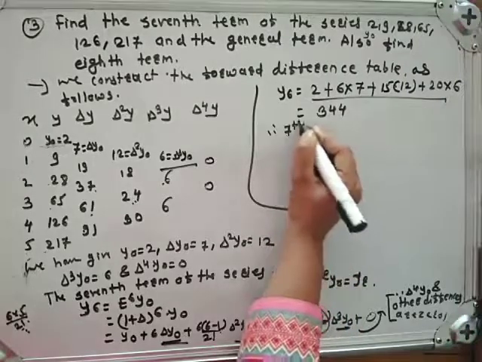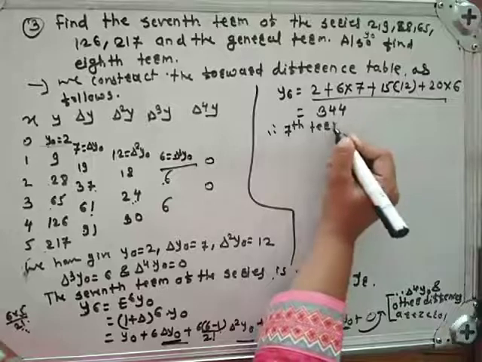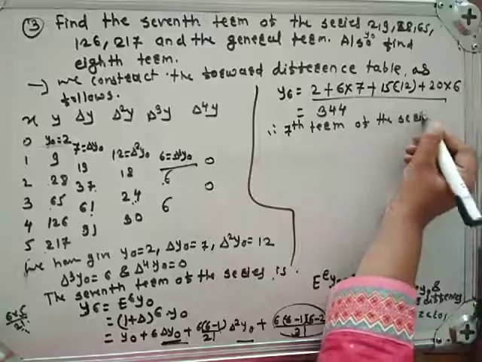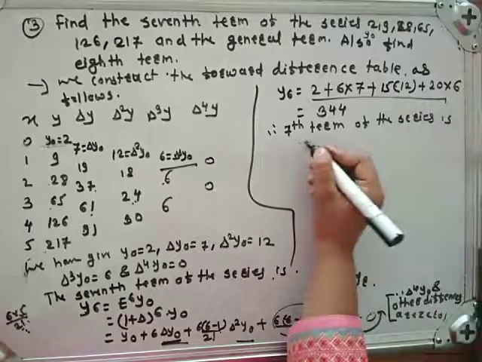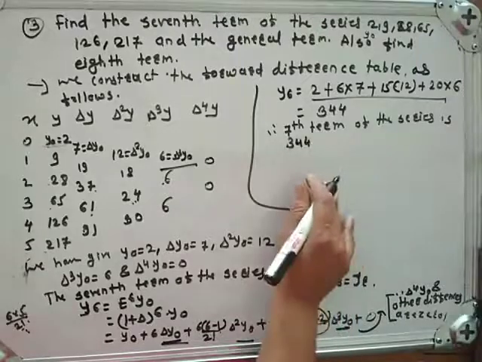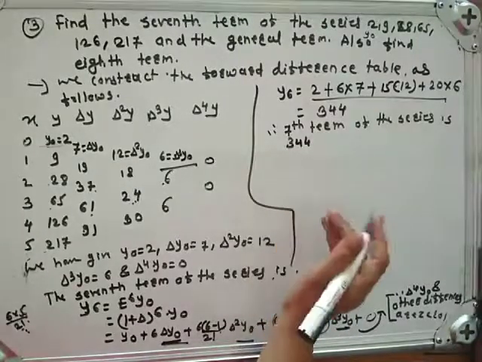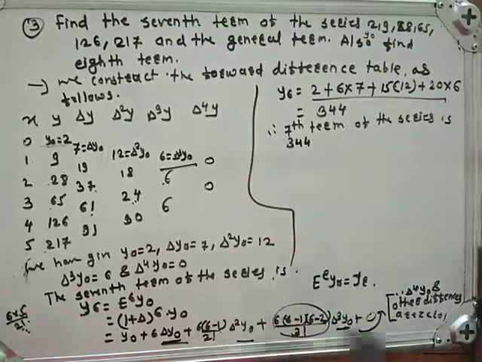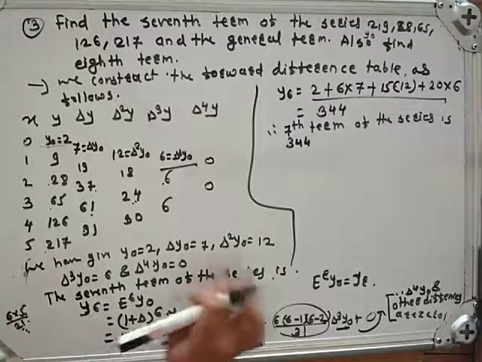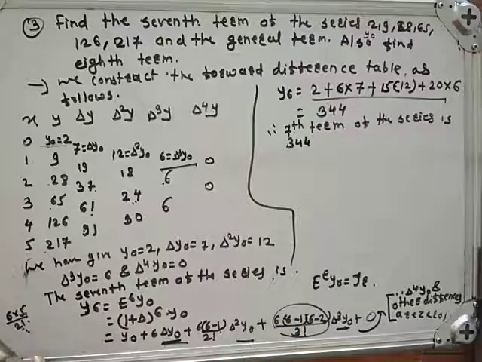Therefore, the seventh term of the series is 334. Sorry, 344. Now we have to find the general term of the series. For the general term you require the values of Δy0, Δ²y0.